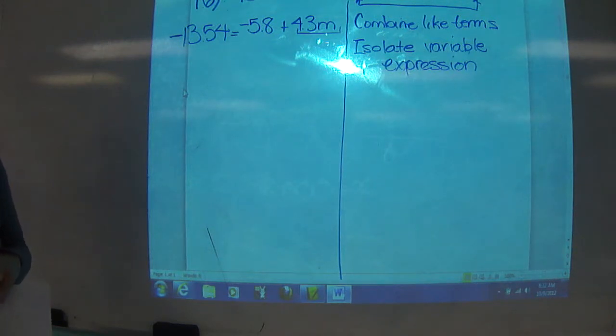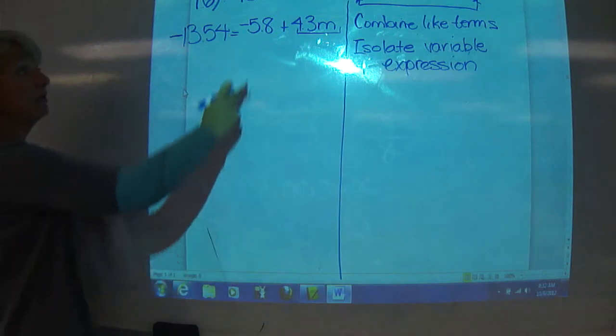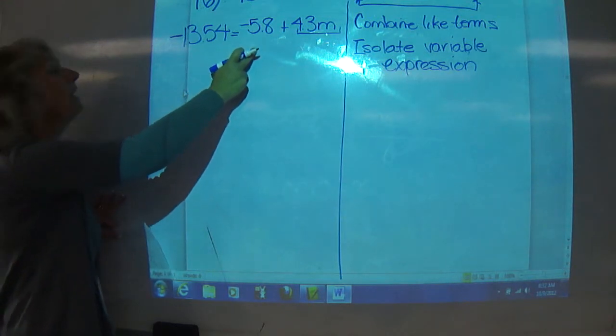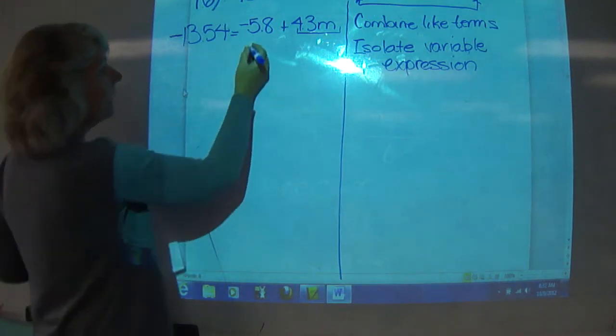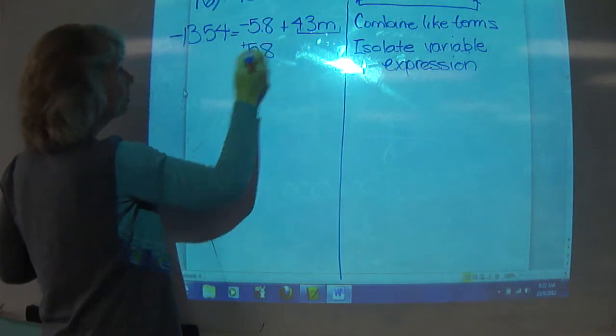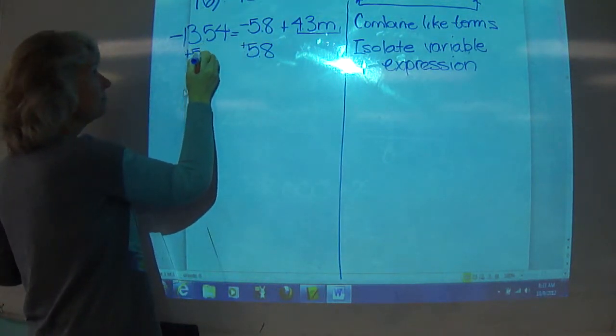Who do we have to get rid of? We want to get rid of the negative 5.8. So how do we get rid of it? We add the opposite. So we're going to add positive 5 and 8/10 to both sides.